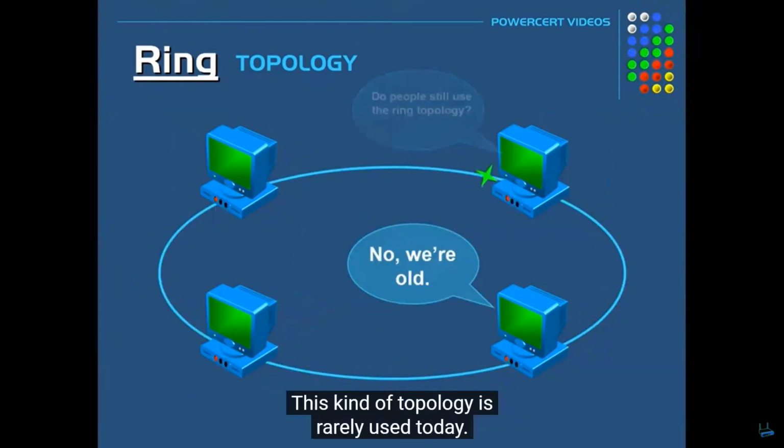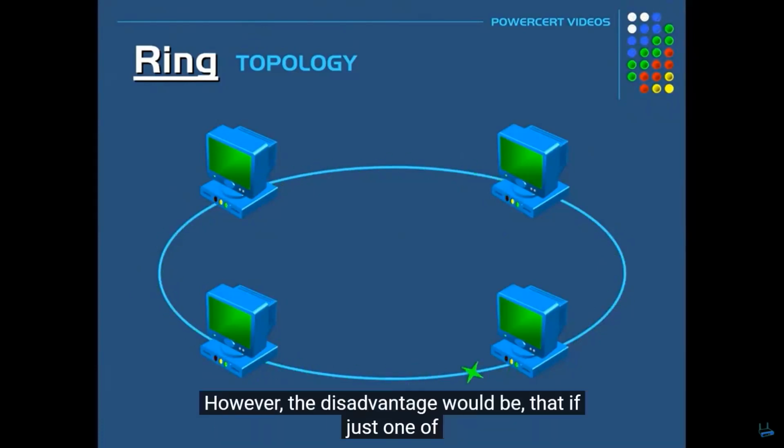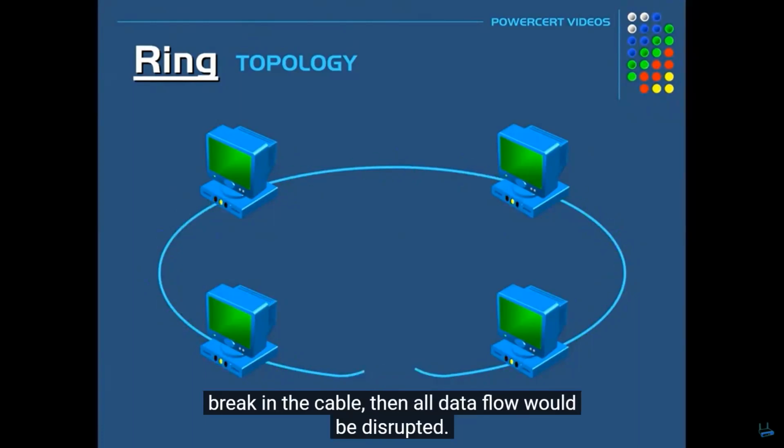Now, this kind of topology is very old and is rarely used today. Now, the advantage of a ring topology is that they are easy to install and easy to troubleshoot. However, the disadvantage would be that if just one of these computers goes down, or if there was a single break in the cable, then all data flow would be disrupted.